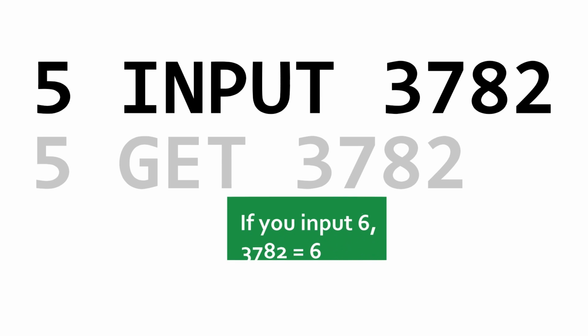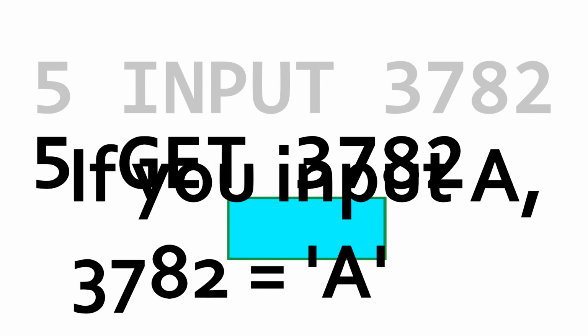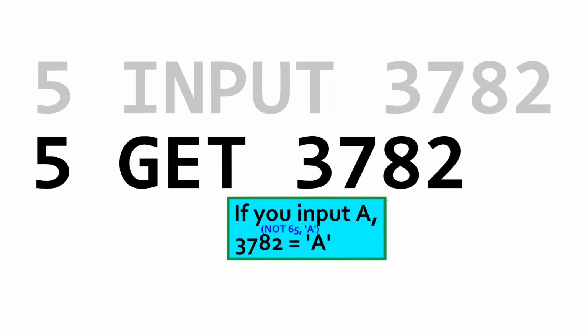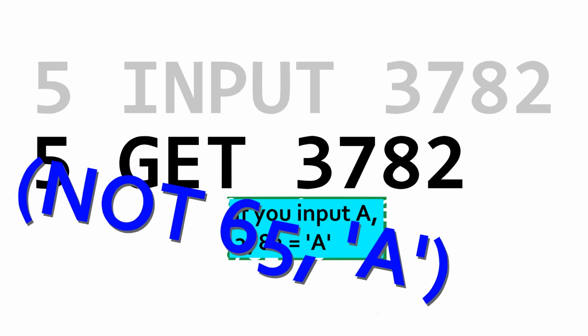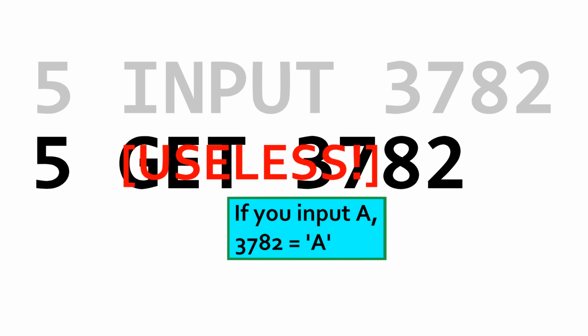The first thing you need to note is that there are 2 ways to get input, the input command and the get command. Input takes in input as a number and reassigns the constant following it to the input. Get does the same thing, but reassigns the constant to a character. Not its ASCII value, but the actual character. And there is nothing you can do with this character, so get is useless.